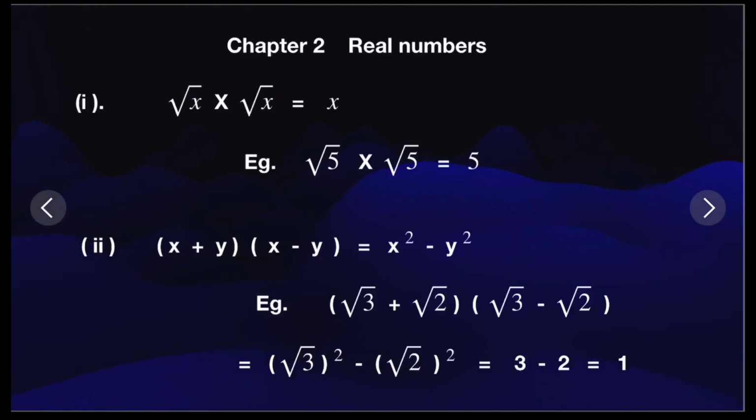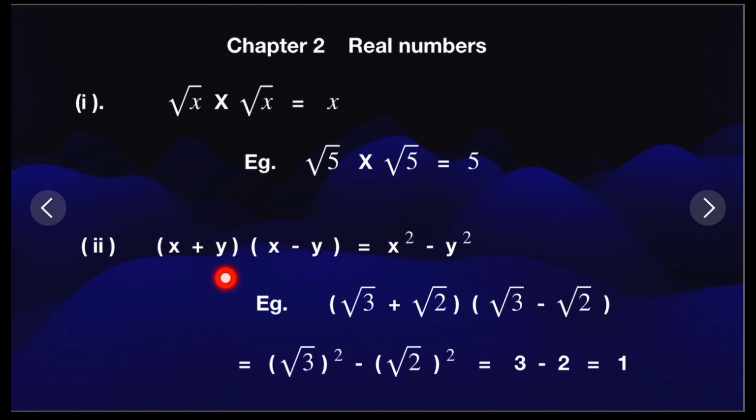Before going to the exercise, let me quickly teach you two formulas which are very important. First one is square root of x multiplied by square root of x is equal to x for any value of x. So here, as an example, I have taken square root of 5 multiplied by square root of 5 is equal to 5. It can be any number.